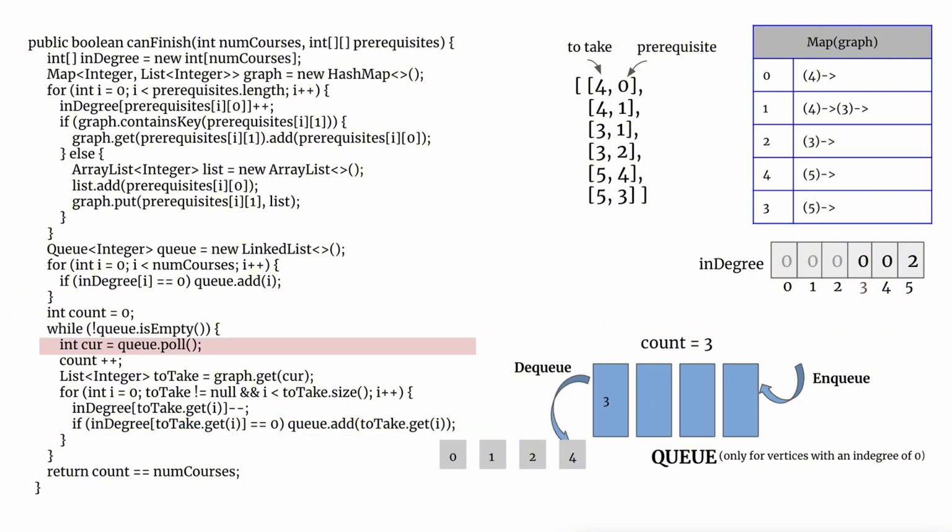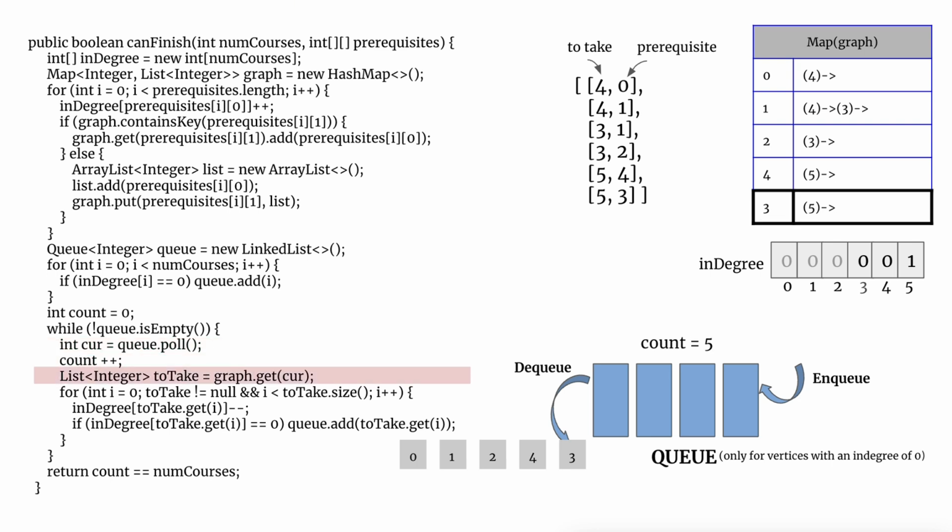At this time, vertex course 4 is dequeued. Count++. I then check the hash table to see which courses are influenced by the completion of course 4. Use a for loop to iterate through this array list. Decrease course 5's indegree from 2 to 1 as it's influenced by the completion of course 4. This time, vertex course 3 is dequeued, count++.